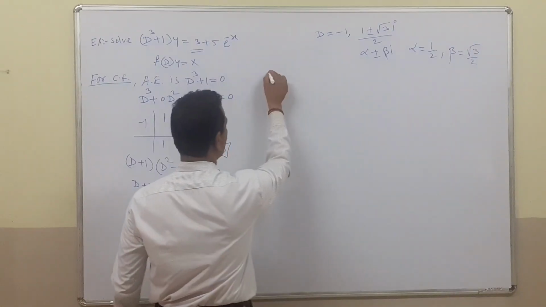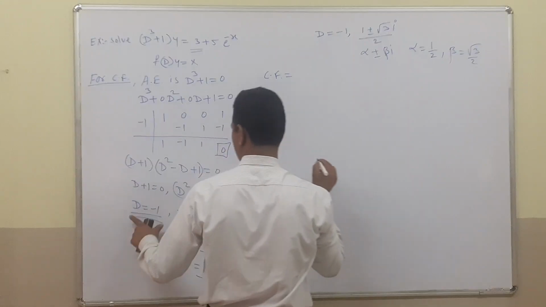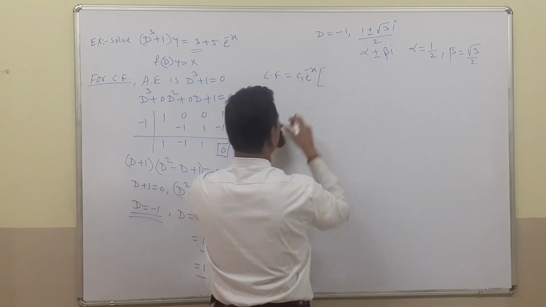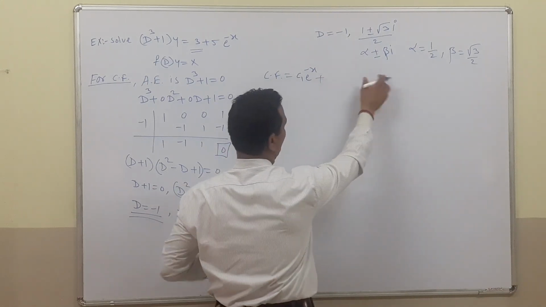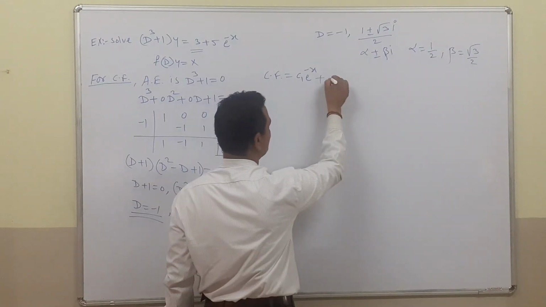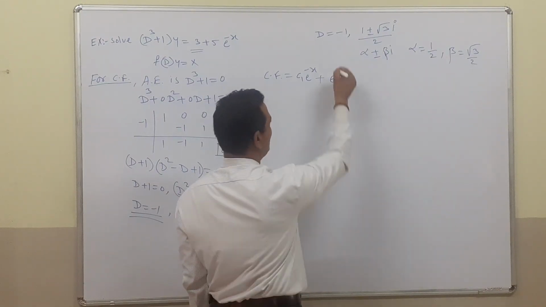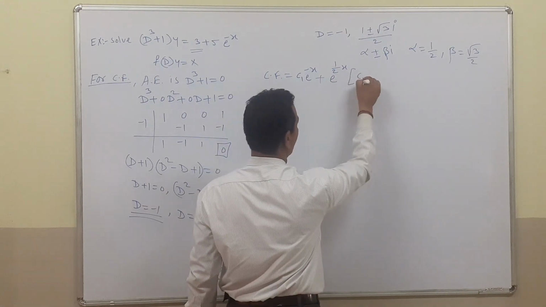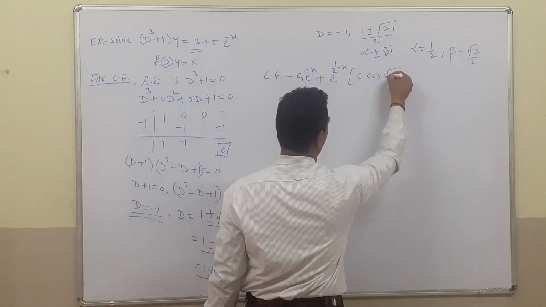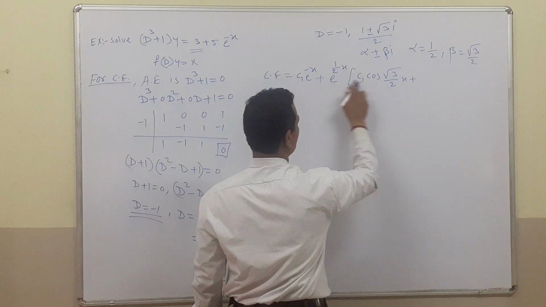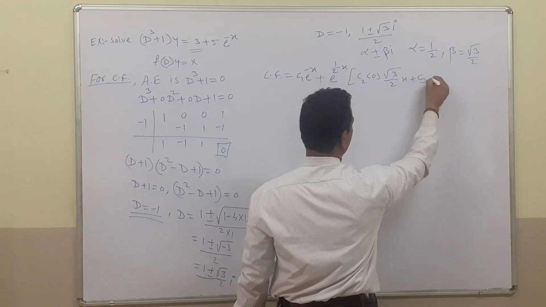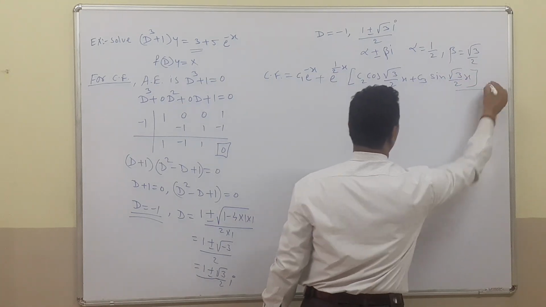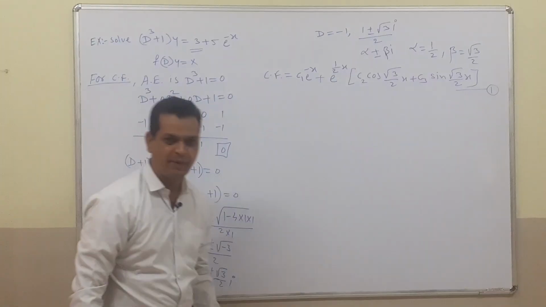Then the complementary function for this equation is, for the first root, c1 e raised to minus x, plus, for the complex root, e raised to alpha x. The value of alpha is 1 upon 2, so e raised to 1 upon 2 x, in bracket c2 cos of root 3 by 2 x plus c3 into sine of root 3 by 2 x. So this is the first solution, which is called the complementary function.